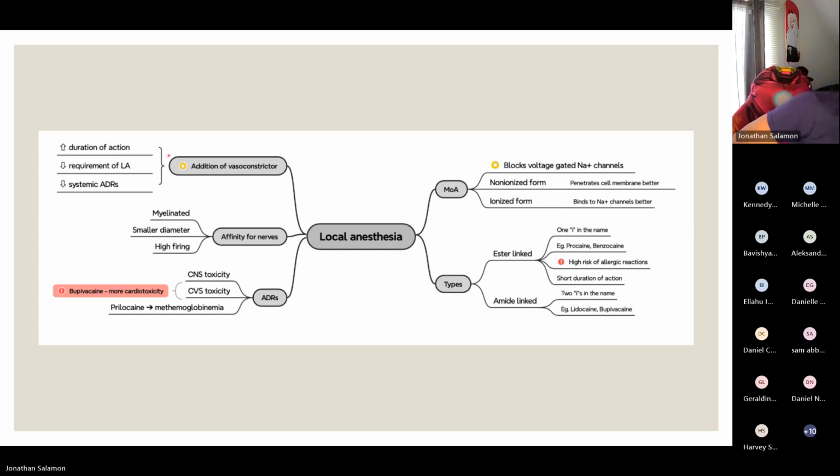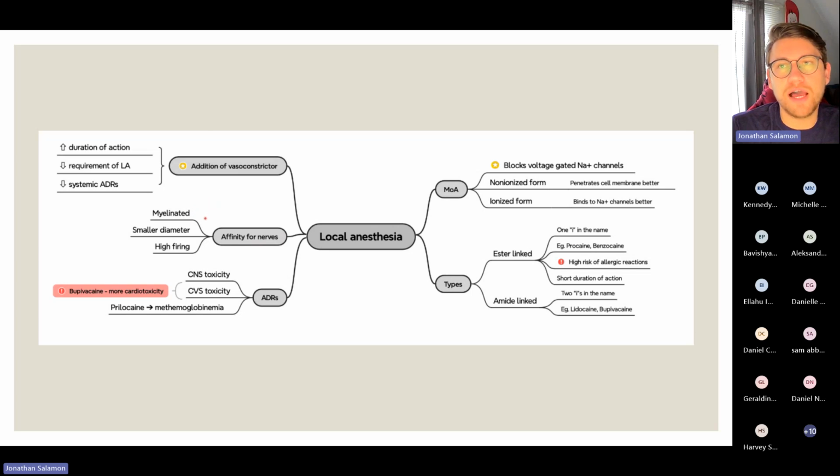And then three, you need less of it, right? It makes sense. If it's all staying in the same area and it's not getting distributed and broken down, then you need less. It affects smaller nerves, right? So this should make sense to you.